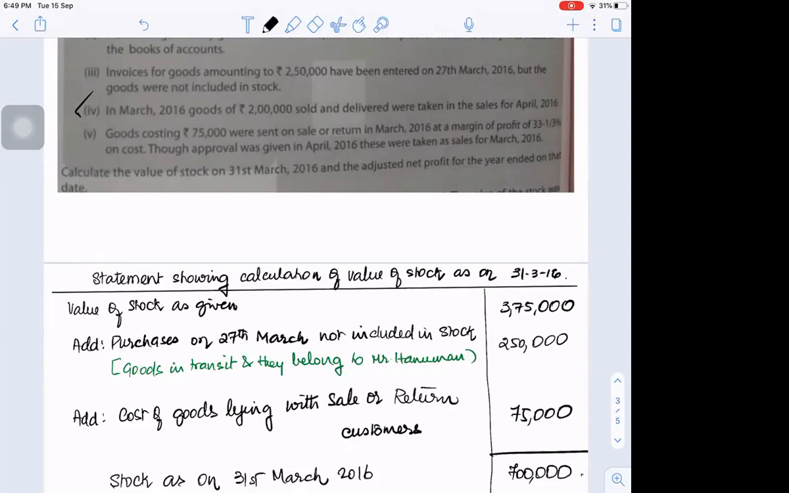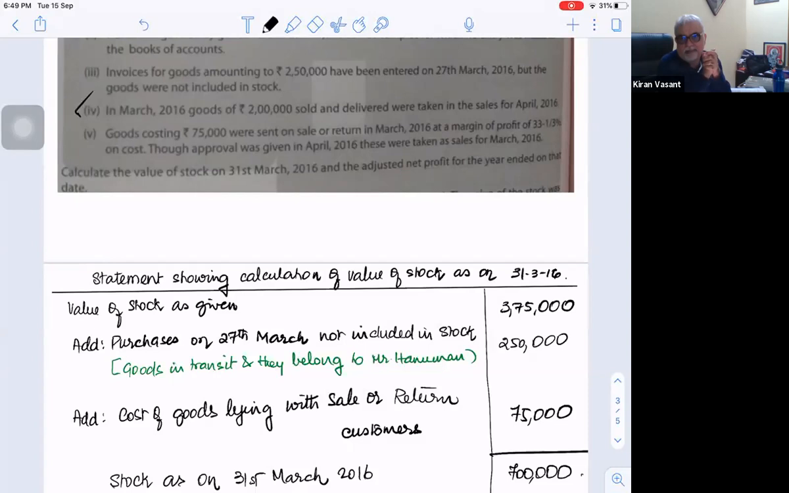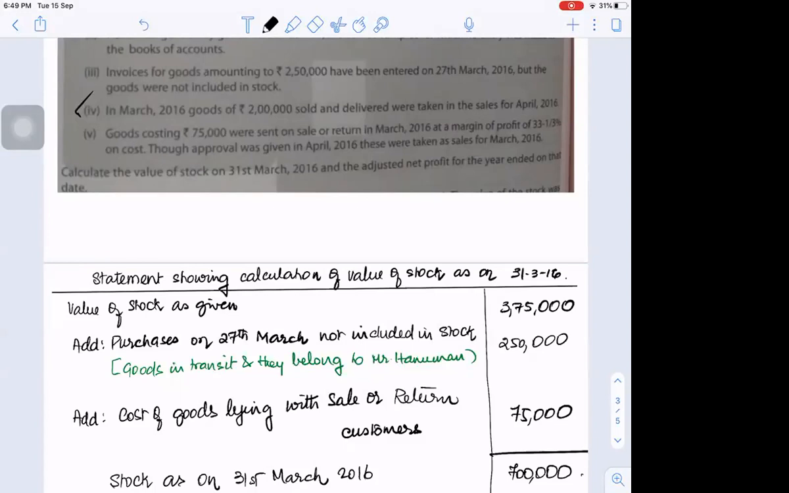We don't do anything, because purchases was taken as more, so you increase the profit. But advertisement is not shown, so you decrease the profit. Finished, no? The journal entry is advertisement to purchases. Advertisement comes in the P&L account. Purchases comes in the trading account. Of course, gross profit should be increased, but net profit should be decreased. Ultimately, the effect is nil on the profit. Are you getting it?